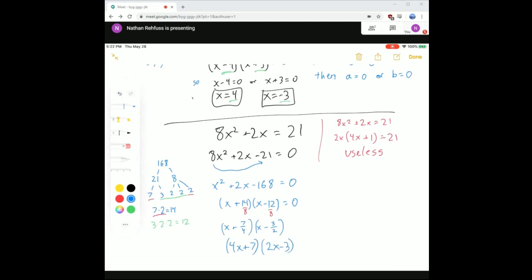Should have written that in black. Let me fix that real quick because these are the factors of the original problem now. There we go.